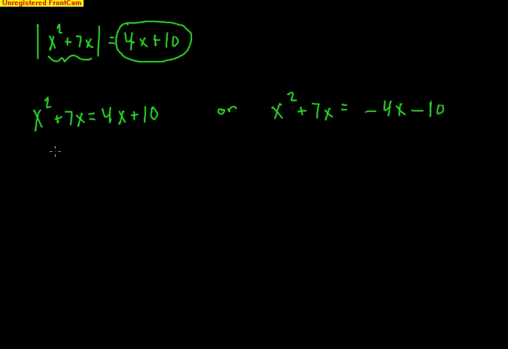So let's solve this first one here. I get x squared, bring over the 4x. That makes a 3x by subtracting it over. Subtract the 10. And I have a quadratic, and we have to factor this. So make sure this is good. We're going to get a chance to practice our factoring.